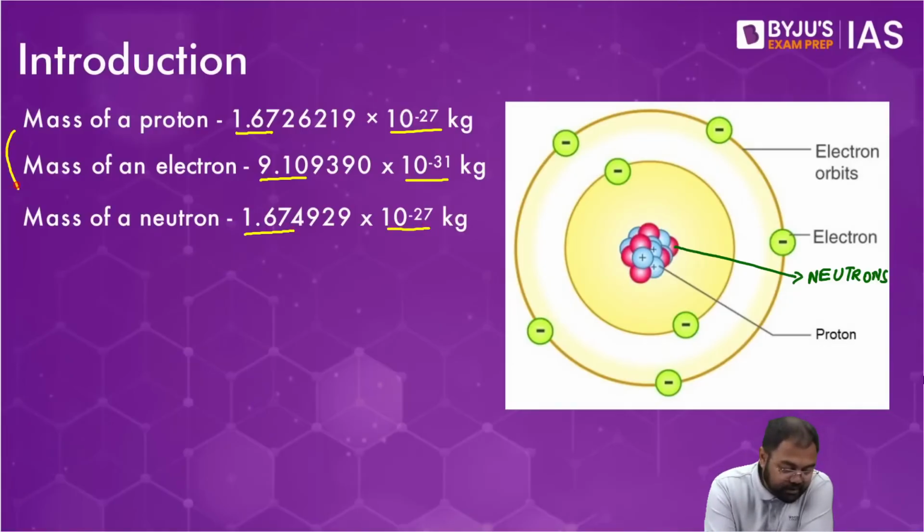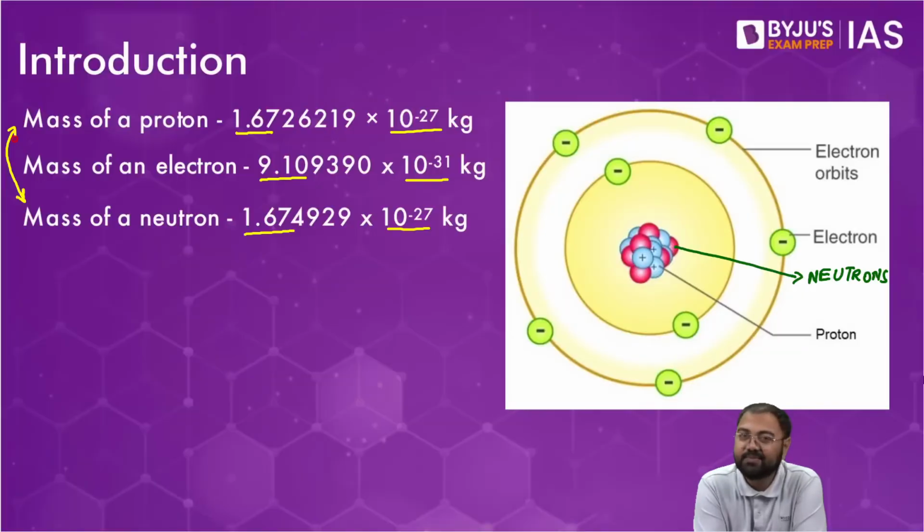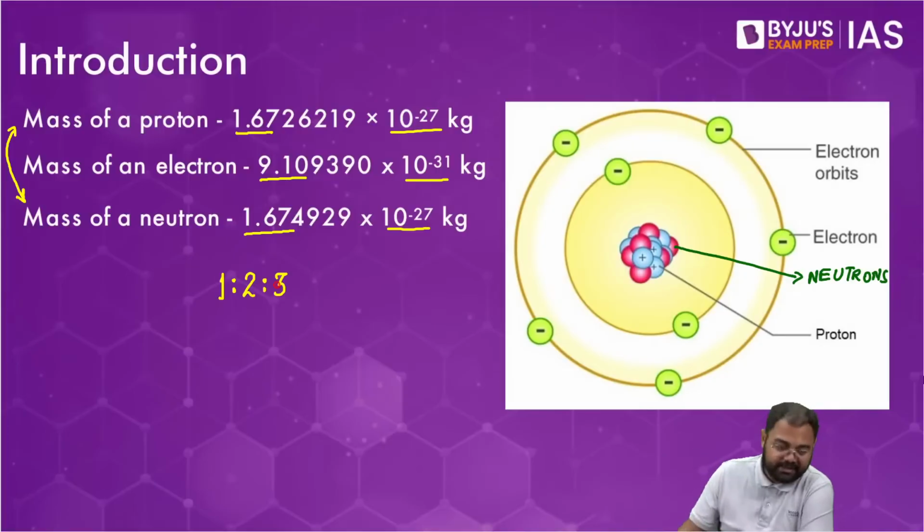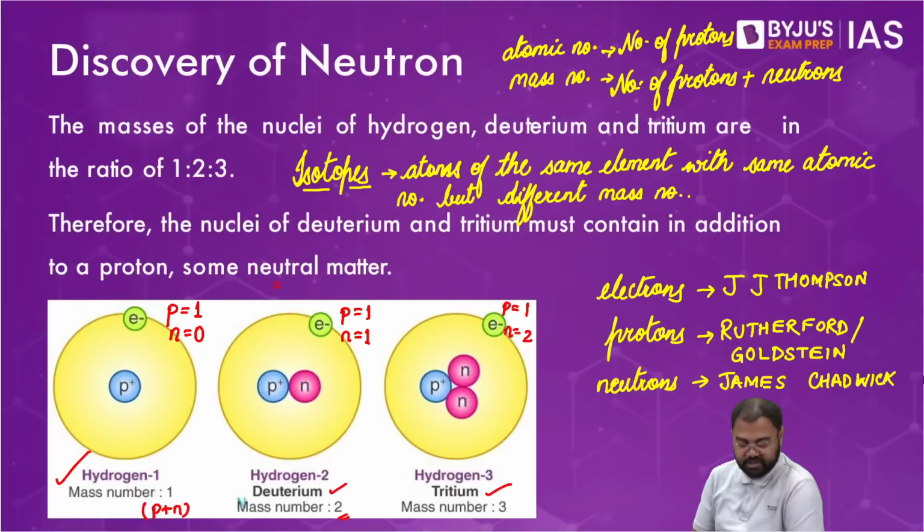So if you see, mass of a proton and mass of a neutron, they are very similar, right? That is why, when the masses of hydrogen are in the ratio of 1 is to 2 is to 3, this led to more observations and more studies, and ultimately they understood that the extra mass in hydrogen is coming from another kind of particle that we had not seen yet, and this is a neutron. And why neutron? Because it is neutral, that's why the name given was neutron.